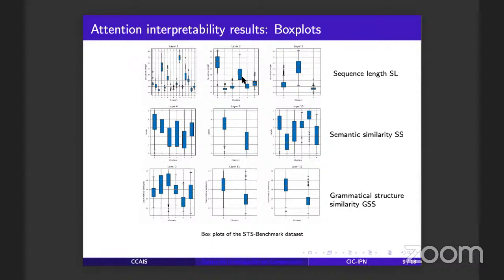In the case of semantic similarity, for example, in layer 9, you can appreciate 2 clusters. So you have a cluster with a low semantic similarity, and the other is high semantic similarity. And the same with the grammatical structure similarity, for example, in layer 11 or 12. You can see the cluster difference.